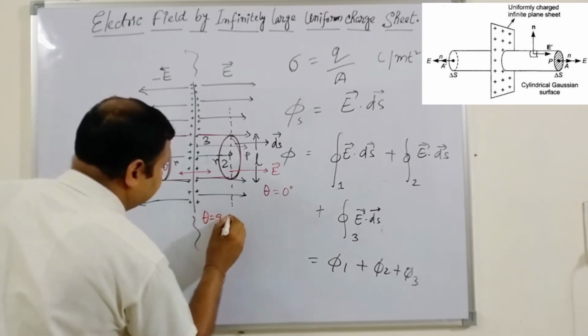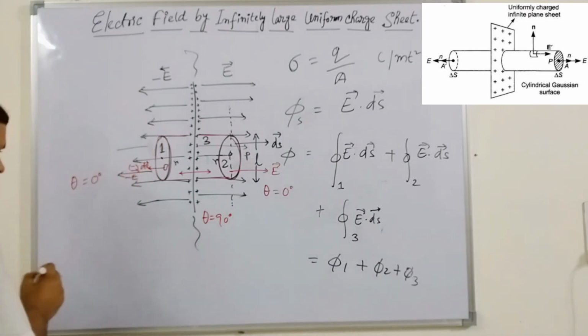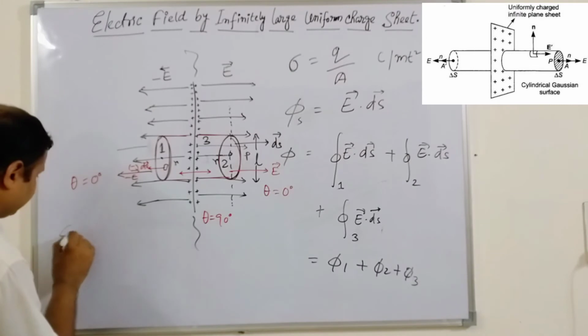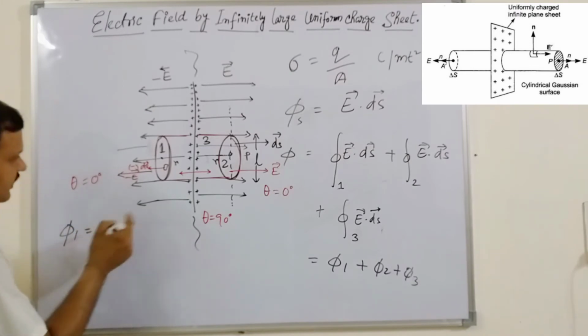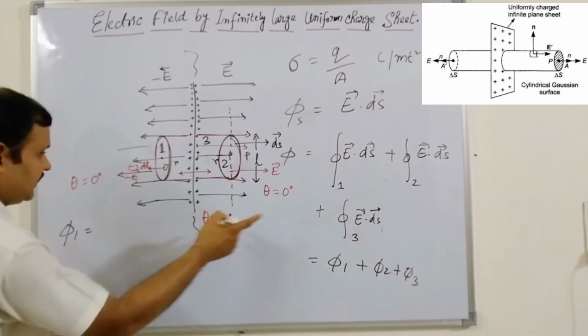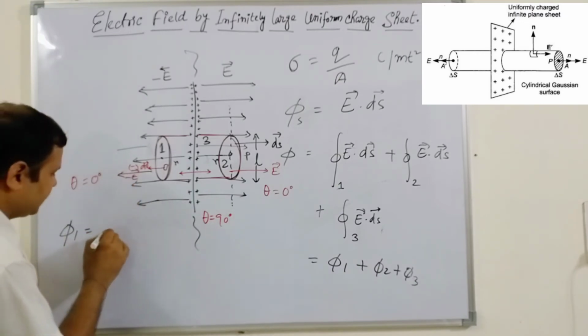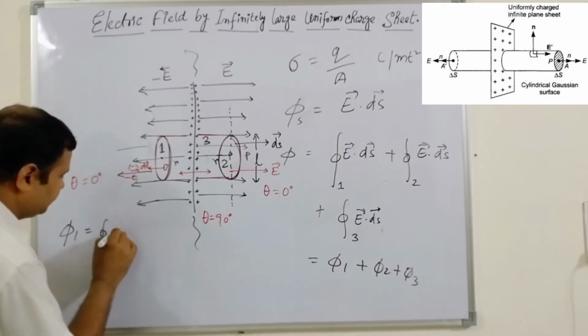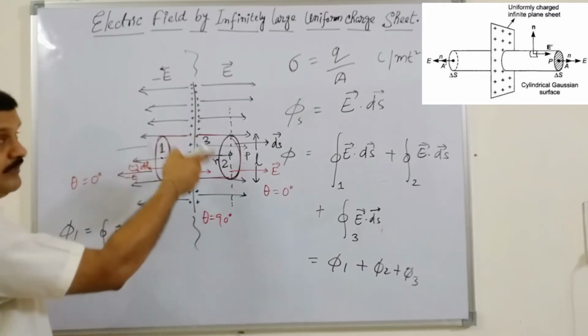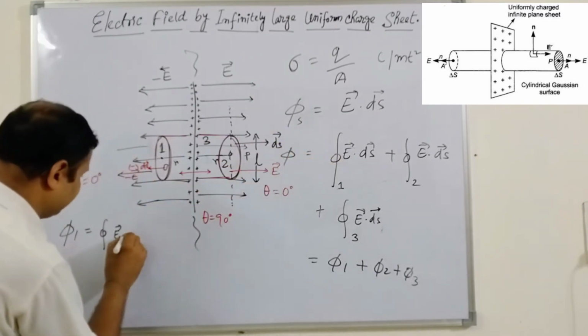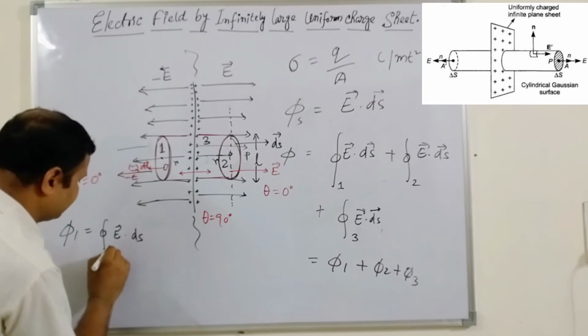Theta is 90 degrees for this case. So now we take this phi 1. Let's calculate phi 1. Phi 1 is the integration of E dot dS. Here the electric field is uniform, so everywhere it is this one, so dS and the surface will be 1.